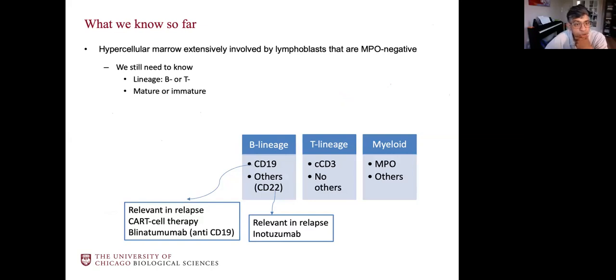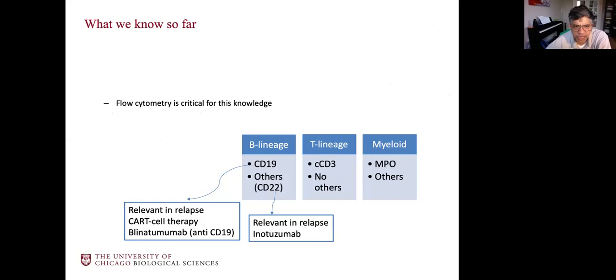And if it's mature or immature, we still have not proven that these are immature proliferations, right? We could see morphologically that they look immature because they are blasts, but you have not really proven by markers that they are indeed immature and lack surface light chains. So flow cytometry is critical for this knowledge. So when you do flow cytometry, what you do is you look for the lineage specific markers, B lineage, T lineage, myeloid lineage. For B lineage, CD19 is lineage defining. For T lineage, cytoplasmic CD3 is defining.